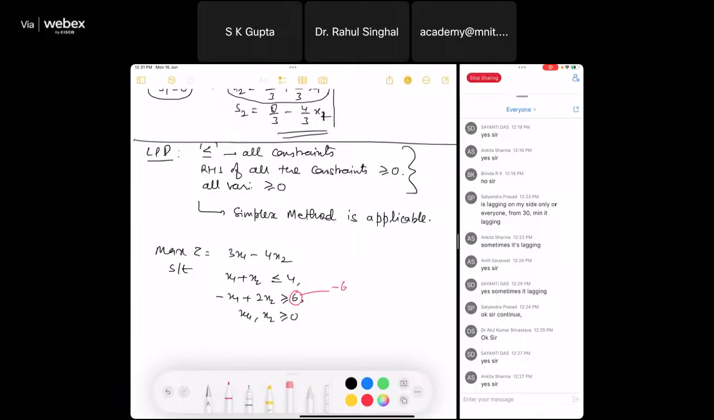So the question is, how can we solve such problems then? To solve such problems, we have two methods. I'm just briefing you on one method, that is the two-phase method. So what happens in the two-phase method? Let us try to see that.